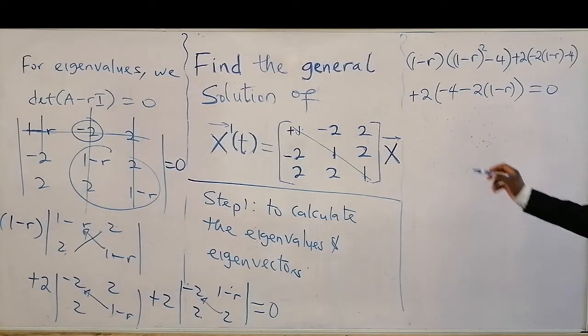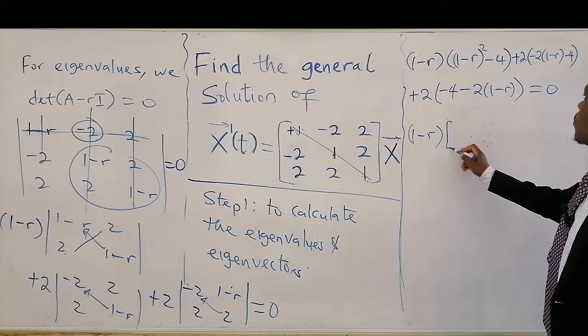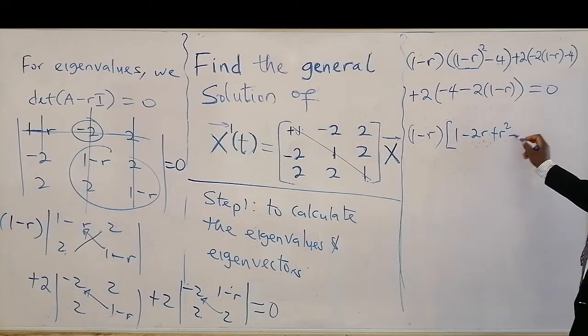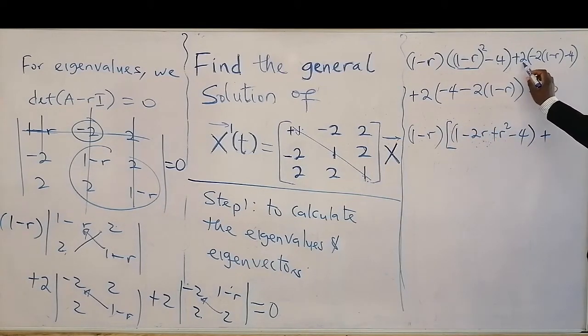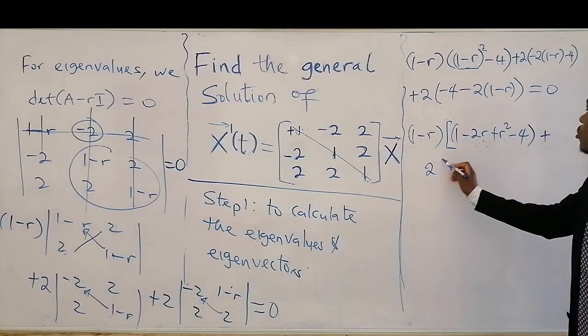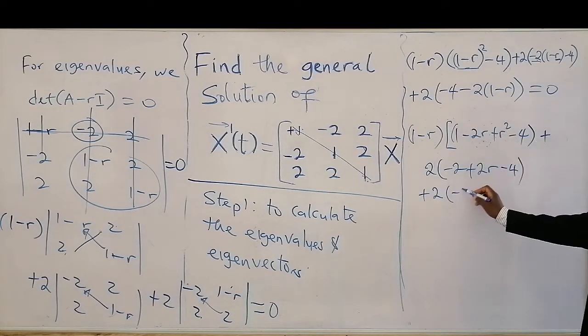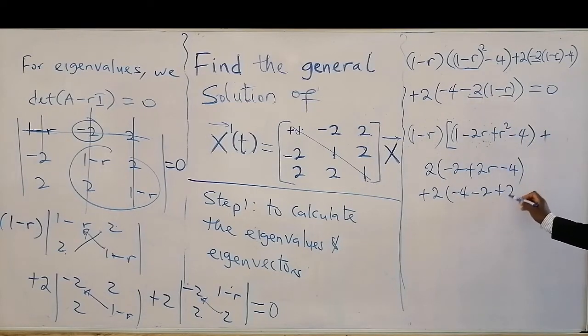So we now have this, and we can expand it. If we expand 1 minus r squared, that will be 1 minus 2r plus r squared, then minus 4. Then plus 2 into brackets, this one times this one, minus 2, this one times this one, that's a plus 2r, then minus 4. Then the last one, plus 2 into brackets, minus 4. We can open the bracket, minus 2 times 1, minus 2 times minus r, that's a plus 2r, equal to 0.